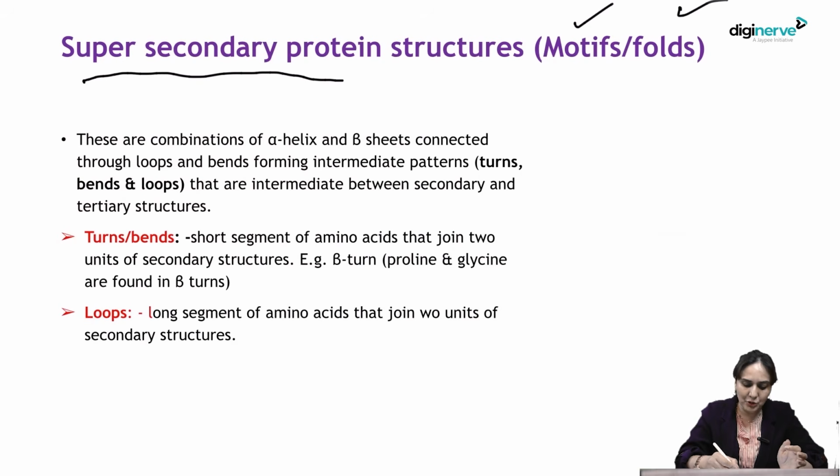So turns and bends are short segments of amino acids that join two units of secondary structure. That is, two units of secondary structure, either beta turns or alpha helix, are joined by a short segment of amino acids. Similarly, loops are long segments of amino acids that join secondary structures. So turns and bends are short segments of amino acids which join two secondary structures, whereas a loop is a long segment of amino acids which again joins two secondary structures. Such structures are known as supersecondary structures and motifs. Motifs have already been covered in genetics also.